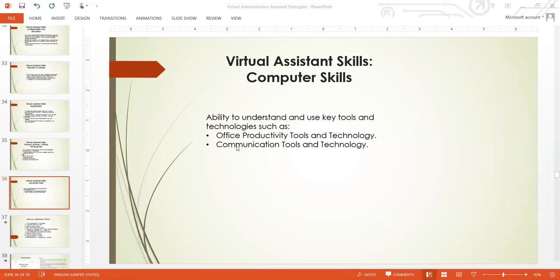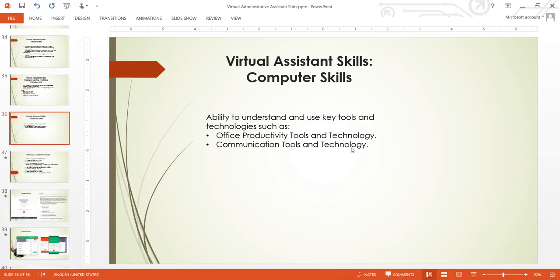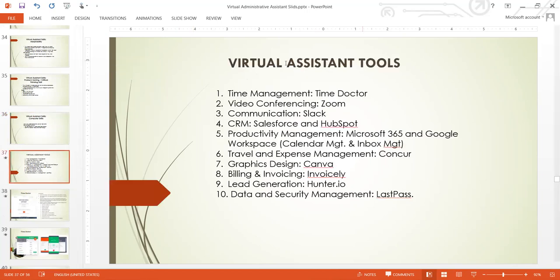Then when you talk about communication in terms of computer skills, communication tools and technologies, we are talking about tools like Zoom, which we are using now. If you know how to use Zoom very well, that is very good. Another one is Google Meet and Microsoft Teams. These are basically for communication and collaboration. Then we have Slack, which is for collaboration as well. These are some of the tools we're going to look at in our next class when we're talking about virtual assistant tools.